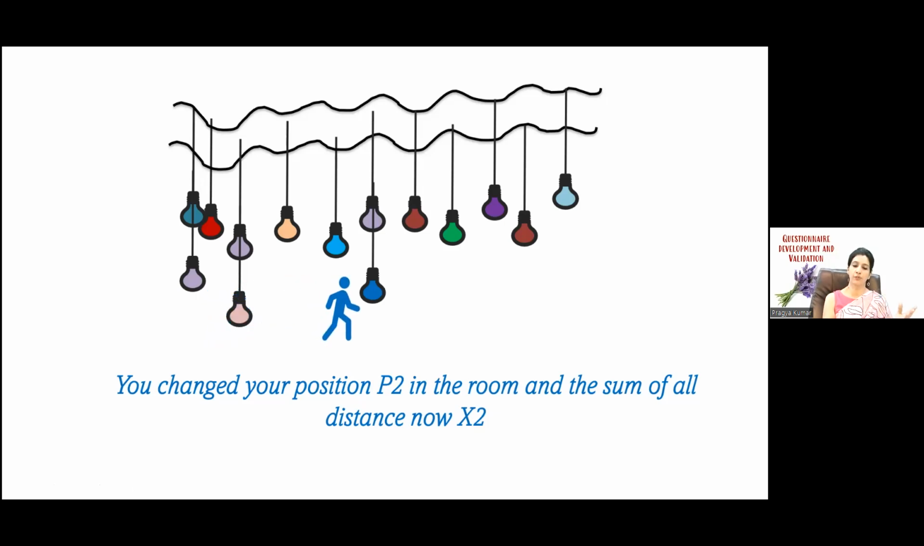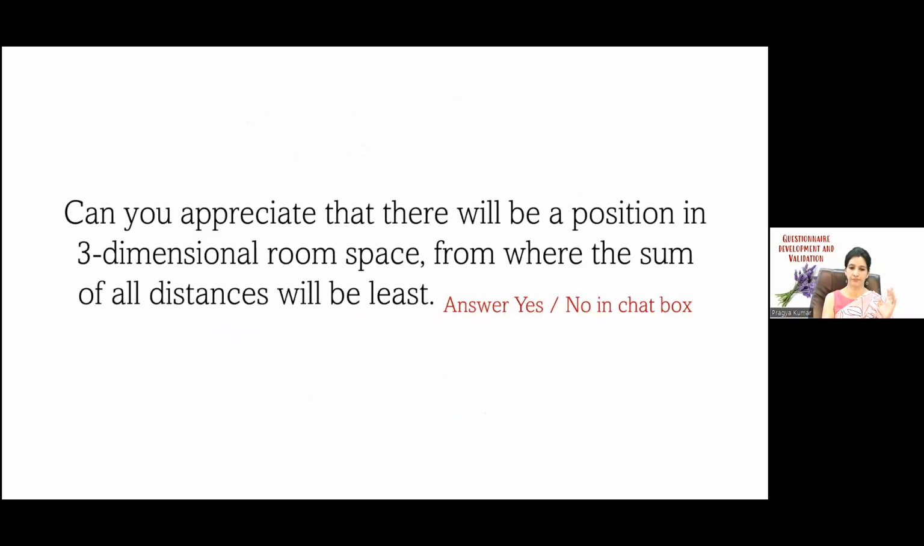Again, you have moved and changed your position and measured the distance again, and the sum of that will be x3. So are you clear what we are doing? Imagine there is a room with bulbs hanging from the ceiling. You are changing your position and measuring the distance between you and each bulb, and you are taking the sum of all distances.